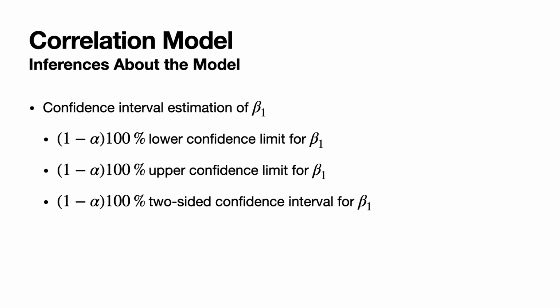In some situations, a lower confidence limit for beta 1 would be all that we would need. In other situations, an upper confidence limit would be appropriate. And in many situations, a two-sided confidence interval for the slope coefficient beta 1 would be appropriate.